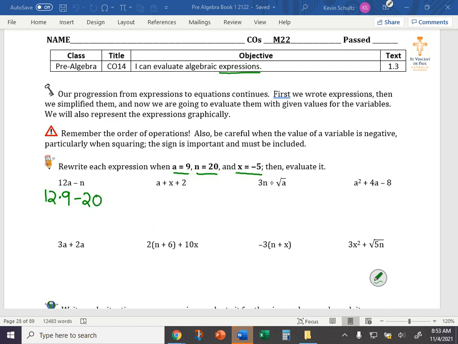Okay? 12A minus N will become 12 times 9, because A is 9, minus 20, because N is 20. And what would we do first to solve this here? Tony? Multiplication, right? 12 times 9 is 108. And 108 minus 20 is 88. And that would be your answer. Okay?